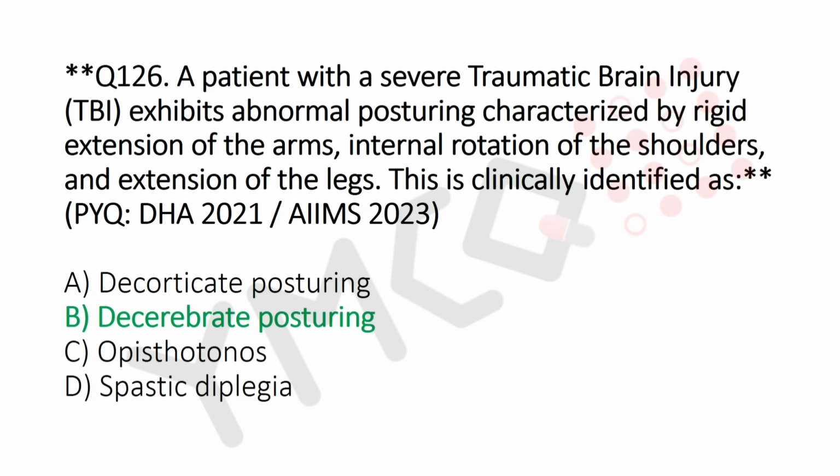And the answer is option B, decerebrate posturing. When the arms and legs are both rigidly extended straight out, it is decerebrate posturing. It indicates severe damage deep in the brainstem, below the red nucleus.